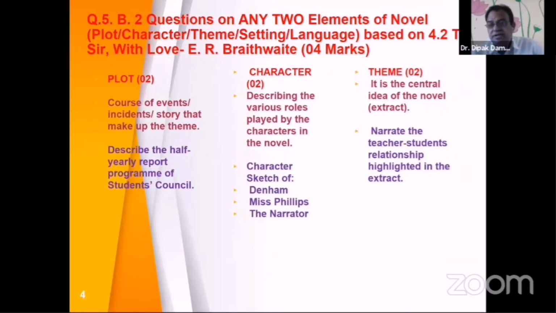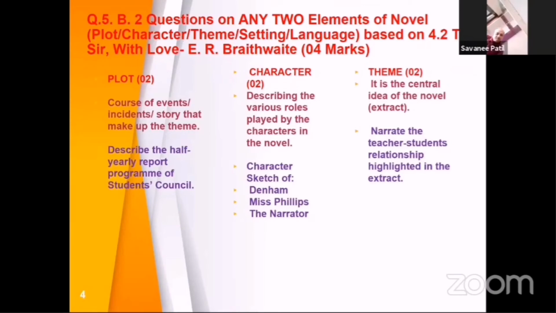Theme, the third element, is theme. What the paper setter has to do is select any 2 elements and then frame the questions. And again, he has to take care that when he has selected 2 elements here, in the next questions, number B and C, those elements shouldn't be repeated. That care again has to be taken. Question number 5B, To Serve with Love. The third element we were discussing is theme.